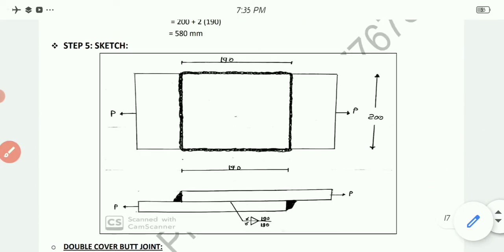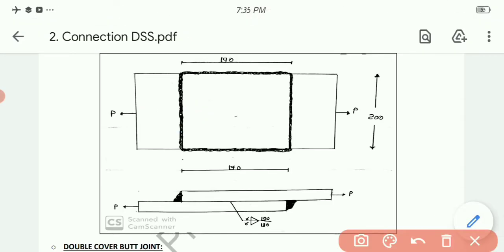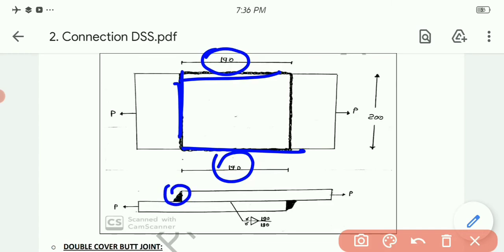And finally draw the sketch over here. See, 190 side weld, and this one is 200. Like that. This one is the top, while 190 indicates these two terms are there in the data. So this was the first case in which we connect two plates using the lap joint.